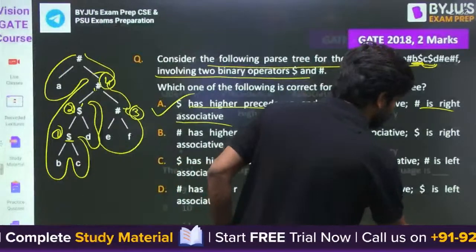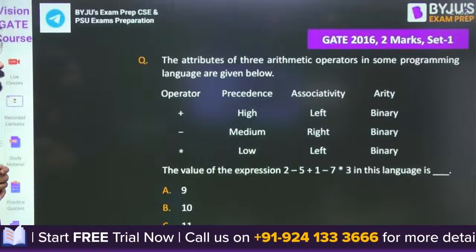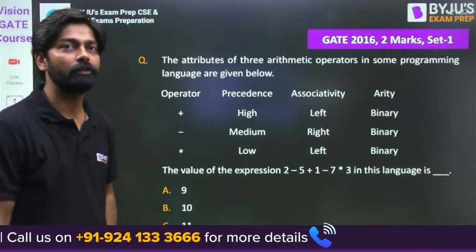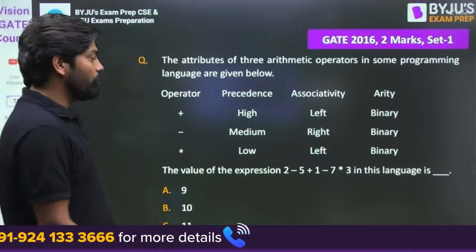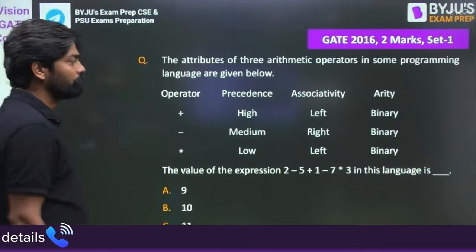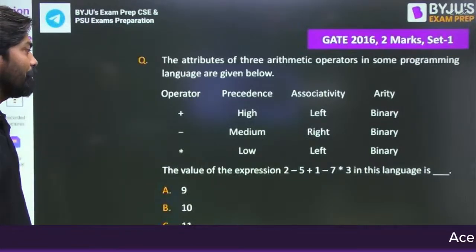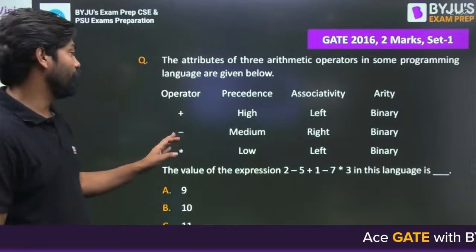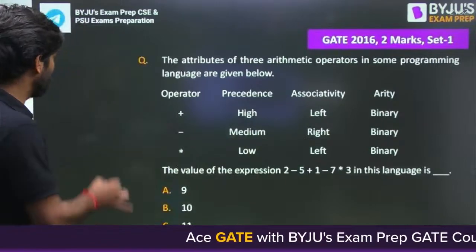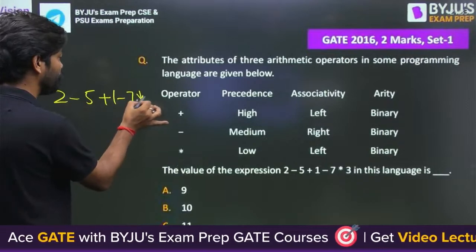Okay, I'm moving to the next question. Can you please tell me? The last option is 12 they have written. Can you please tell me what is the answer for this one? 2 minus 5 plus 1 minus 7 into 3. They have written clearly: plus has higher precedence and is left associative. Minus is medium and it is right associative. Multiplication is low and it is left associative. The input given is 2 minus 5 plus 1 minus 7 into 3.